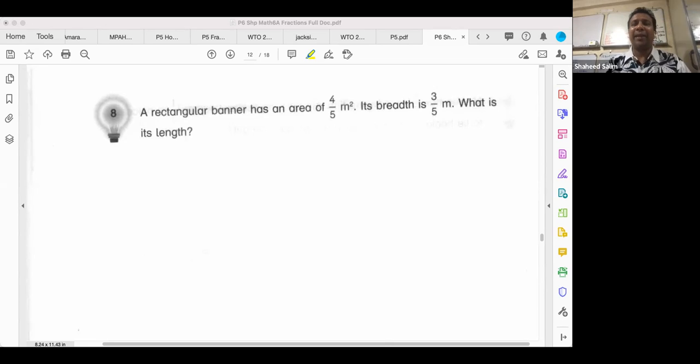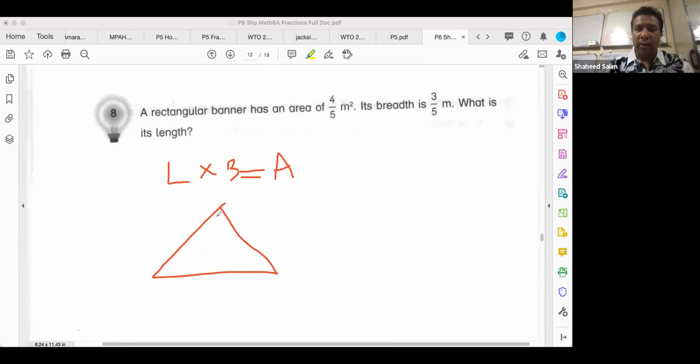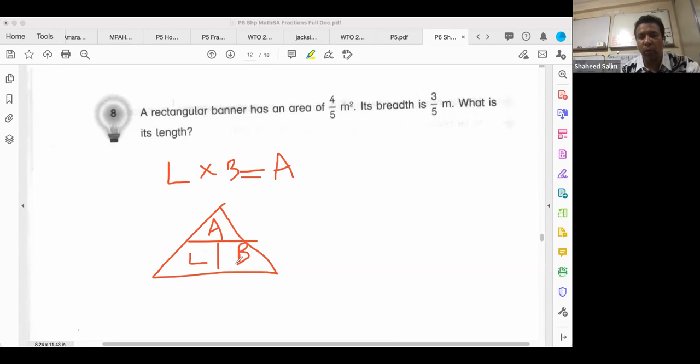Okay, so now we know. Let us go for something simple first. Area, you know, length times breadth equals area. Now, how to find the length or breadth? Remember we showed this. I do not know whether you remember this. This is area. I showed it on the board. This is length. This is breadth. If you want to find length or breadth, what do we do?